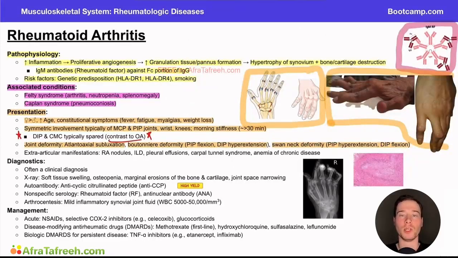Now, it's also important to know, as we said at the beginning of this video, there are some extra-articular manifestations, including rheumatoid nodules, interstitial lung disease, pleural effusions, carpal tunnel syndrome, or anemia of chronic disease. Again, these are associations that patients can have, but the main one I want you to note here is that of the rheumatoid nodules, because these are non-tender, firm subcutaneous swellings that you can actually see or feel on physical exam in a patient.